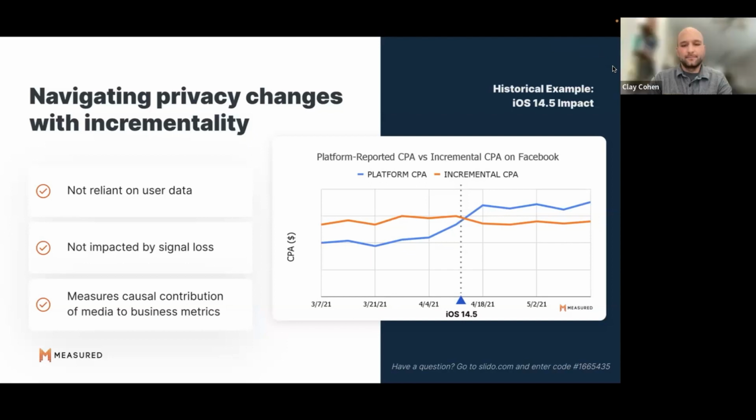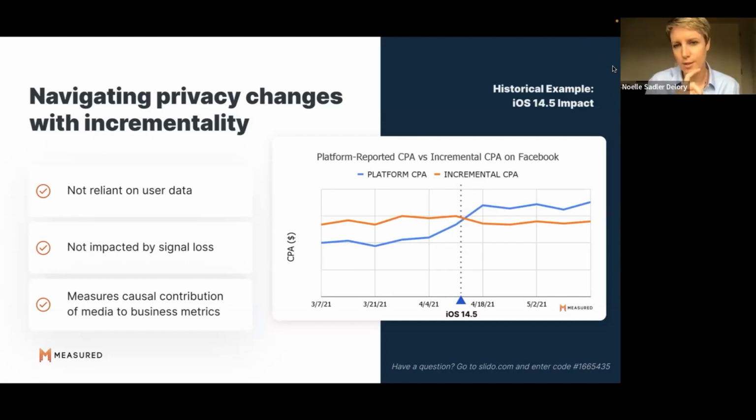The reality is, if you focus on CPA, you see one number. If you focus on incremental ROAS, you see a different story. Right, that's a great point.